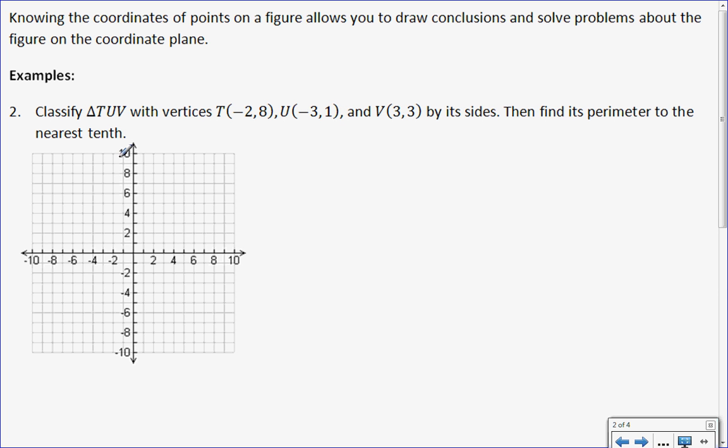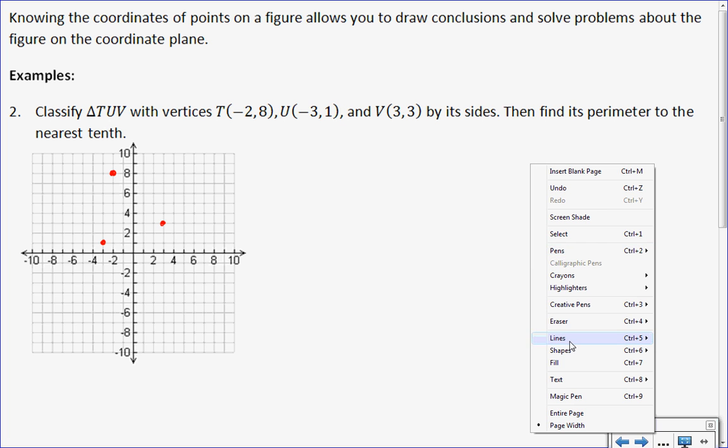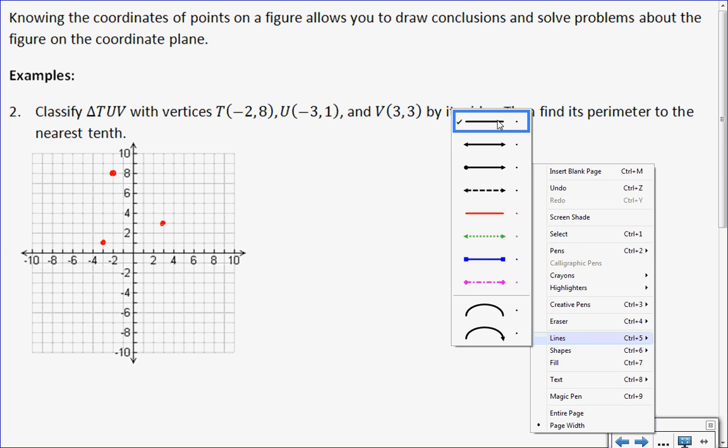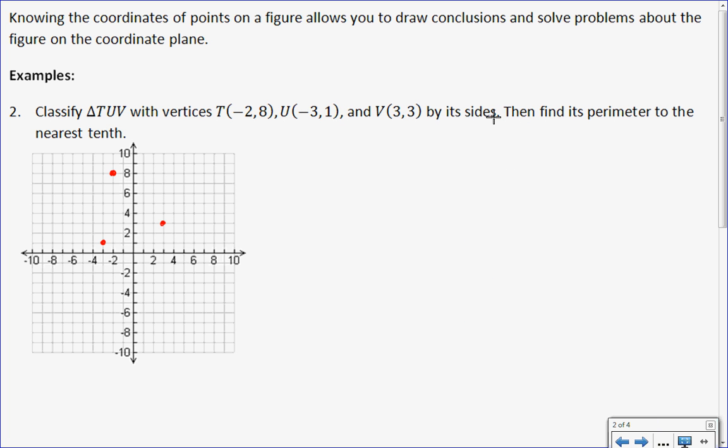Okay, so let's go ahead and use this graph to plot those 3 points to see what the triangle looks like. So we'll plot a point at negative 2, 8. We'll plot a point at negative 3, 1. And a point at 3, 3. Alright, and we will connect those with straight lines to make the triangle.